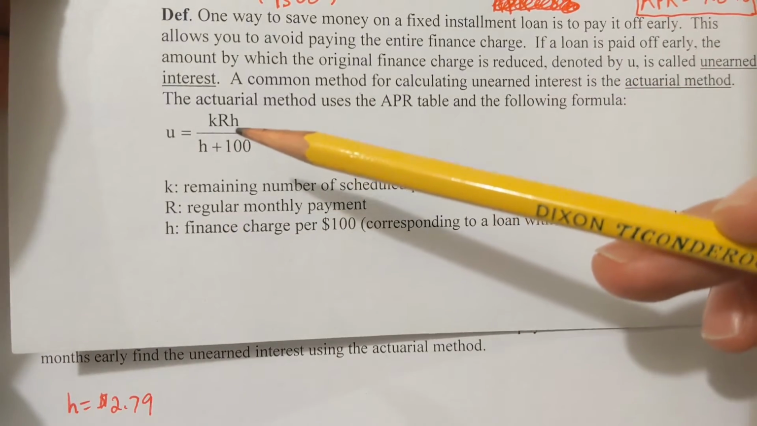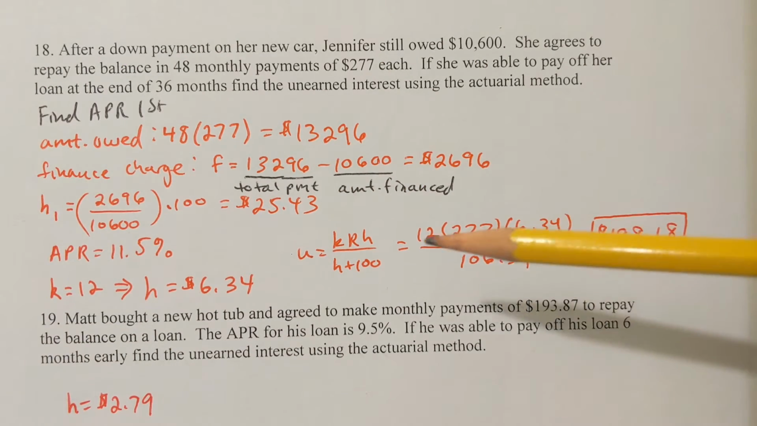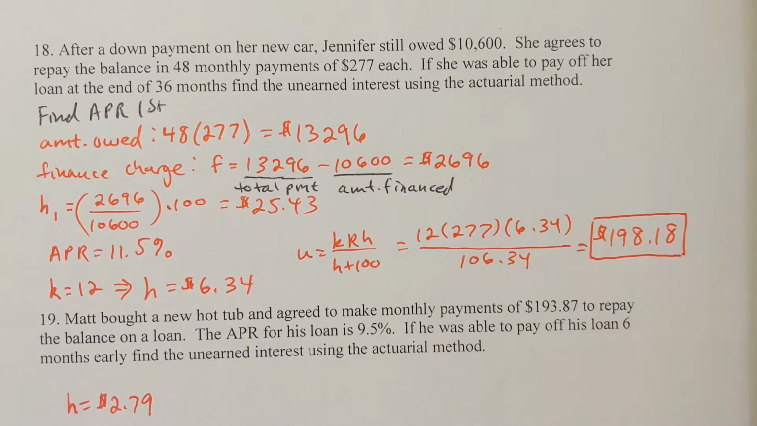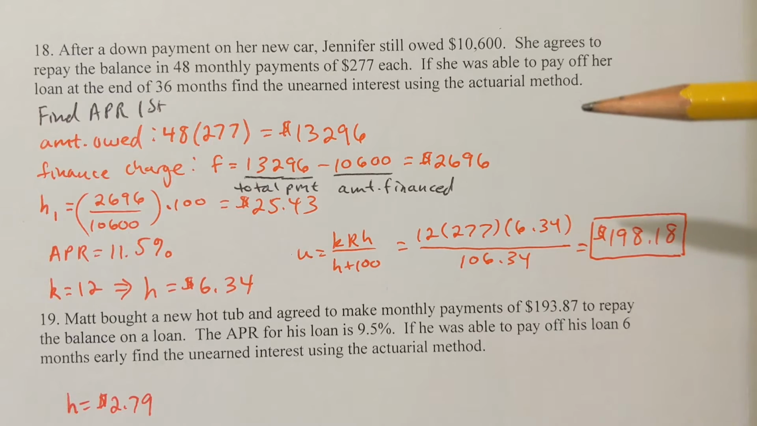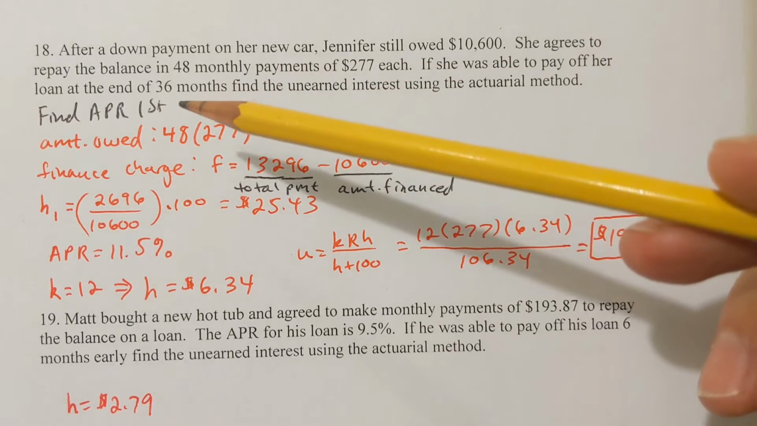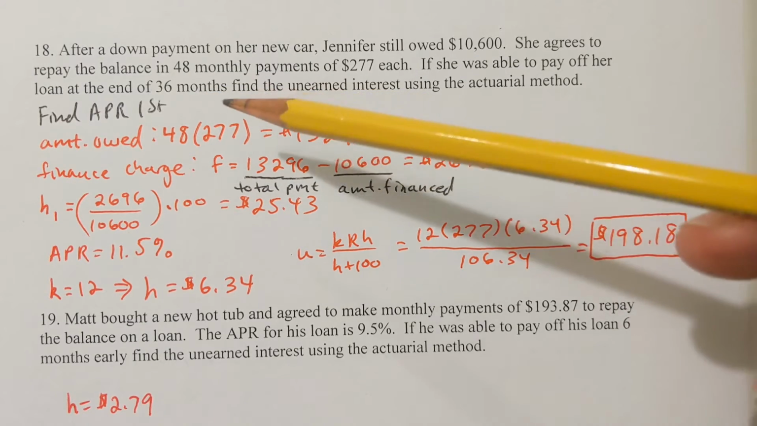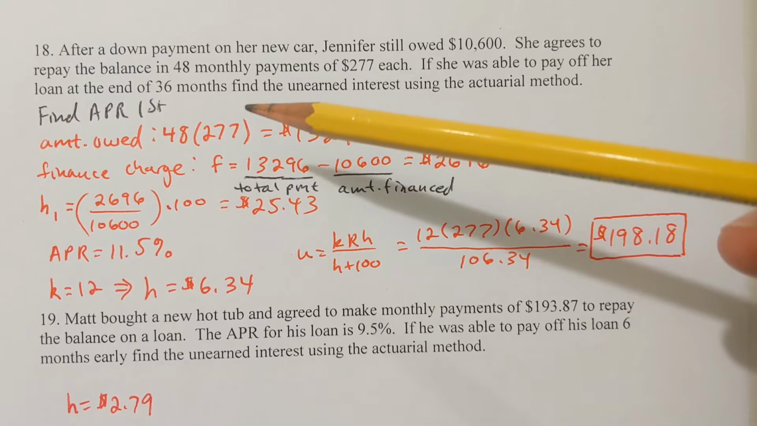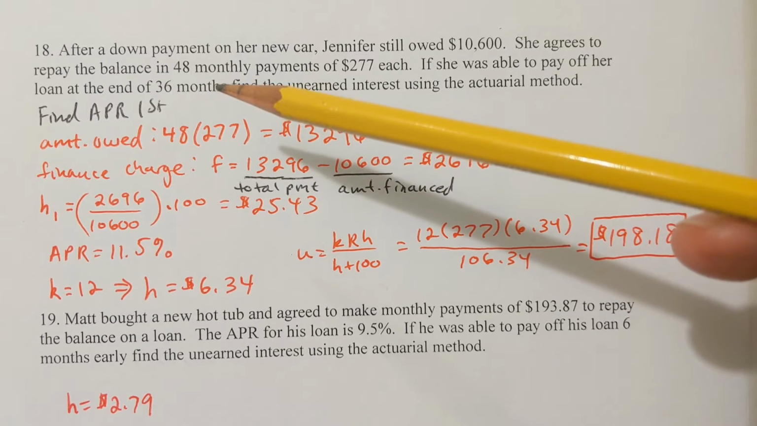Now we know K and R. The bulk of this calculation is going to be in finding the correct H value to use. R is the regular monthly payment, which is $277. K is the remaining number of scheduled payments, which is 12. Since it basically only took her 3 years to pay off this loan, whereas the original plan was for it to take 4 years.